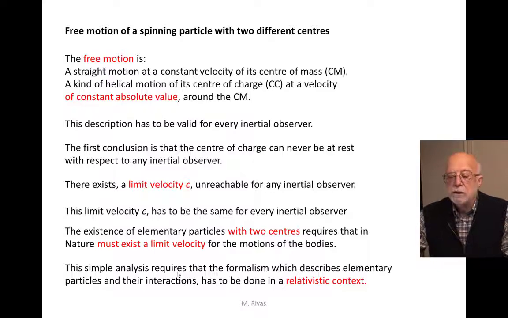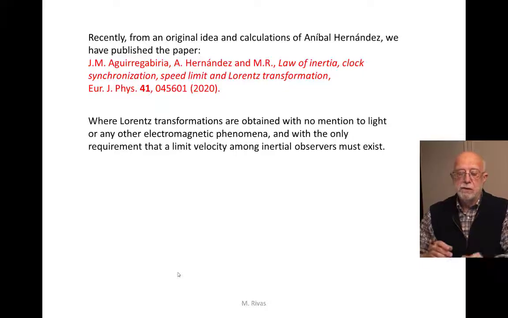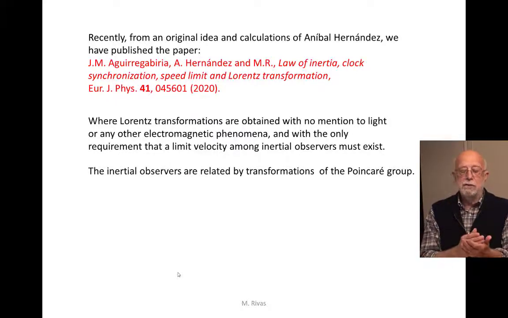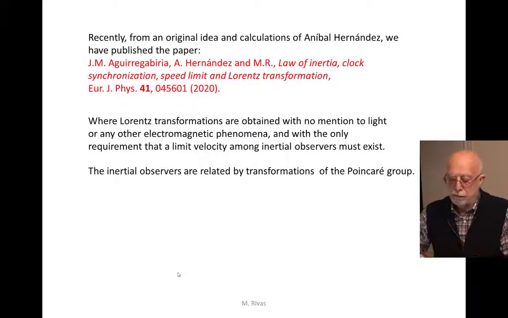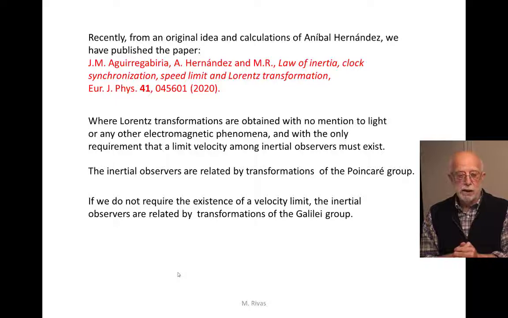Okay, in this sense, and with this idea, recently we have published this paper in which we obtain the relativistic formalism for inertial observers, that is the Lorentz transformations, without any reference to light or to other electromagnetic phenomena, just by assuming that there exists a velocity limit between inertial observers. So, inertial observers necessarily are related by the transformations of the Poincaré group. If there is no such velocity limit, the transformation must be obtained just by the transformations of the Galilei group.